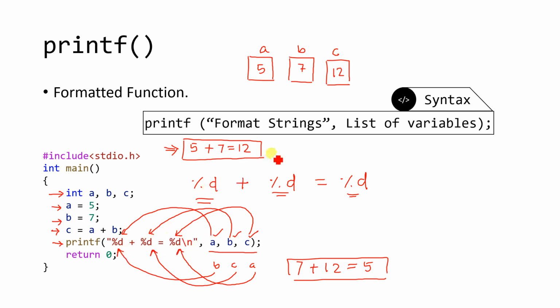It will be showing the output as something like this. What is the value of A that is replaced here? So the value of A is 5 and the value of B is 7. So 7 gets replaced here and the value of C is 12, which is replaced over here, and you will get the desired output that you require to display. Okay, this is how the printf or the formatted function works.